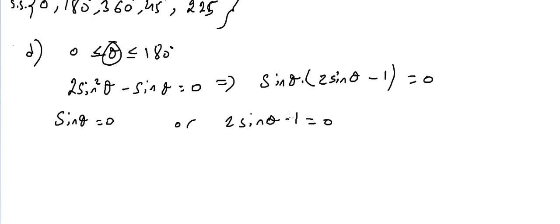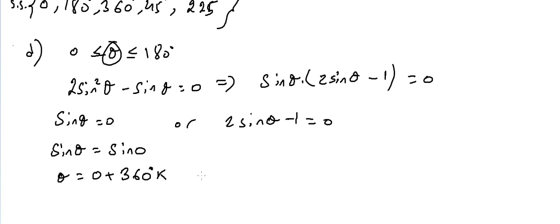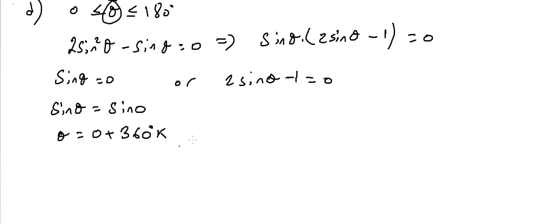taking the first factor equals 0, or taking the second factor equal to 0. Now, the first factor, what is sine that gives me 0? It's sine 0. So theta equals, two cases to be considered, either 0 plus 360 degrees k, or theta equals 180 degrees minus 0 plus 360 degrees k.